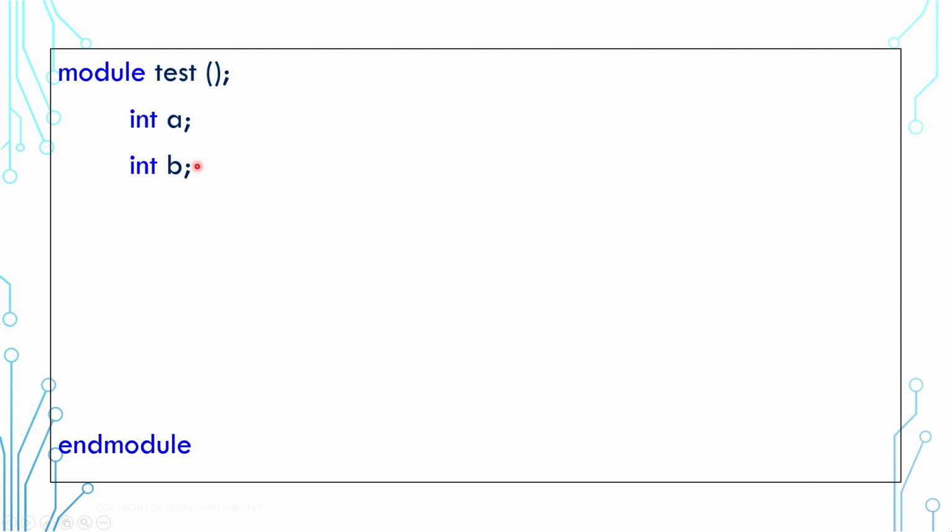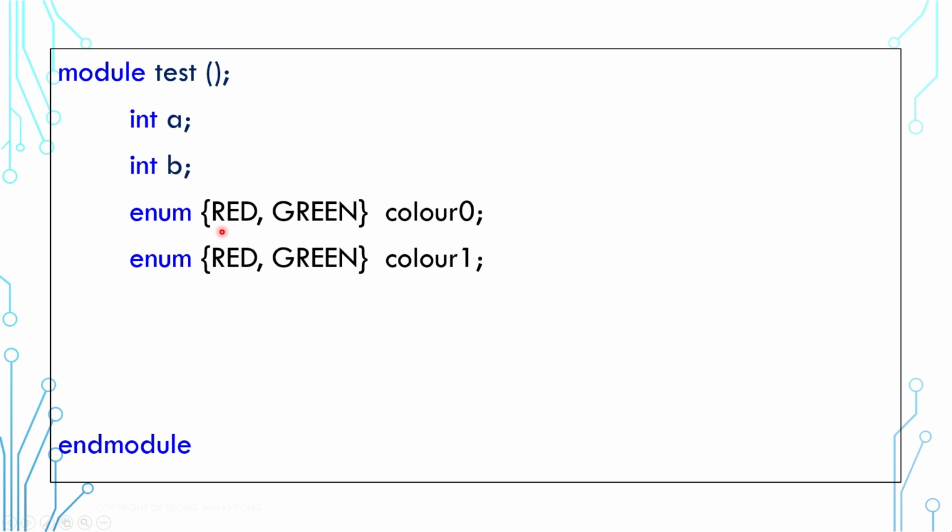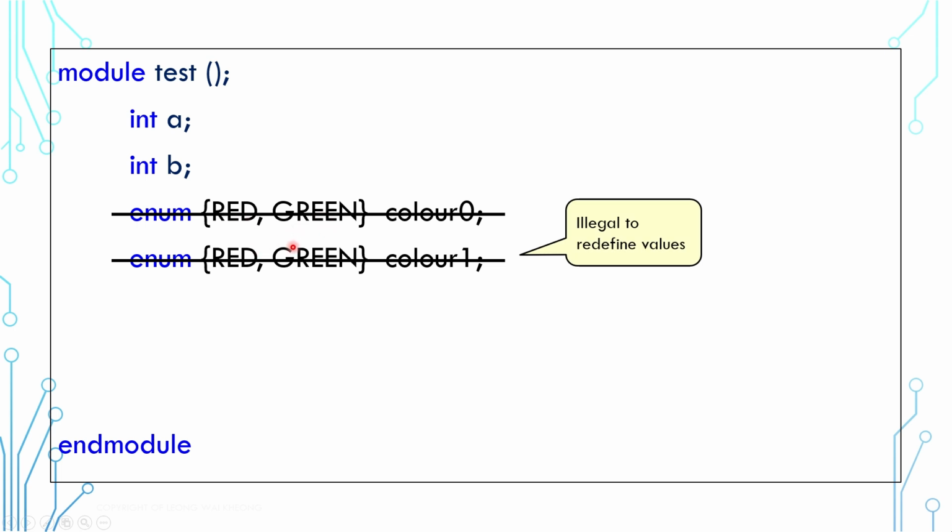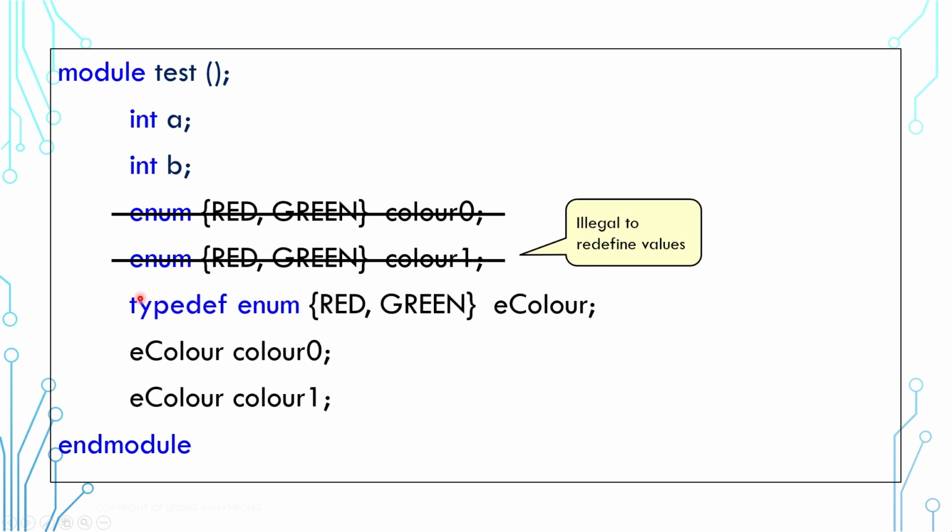Now let's look at its usage. This is one way of declaring variables. You may think you can do the same with enum, but you cannot. That's because the enum values are being redefined here, and that is illegal. The way to overcome this is by using typedef. In this case, the enum is shorthanded to ecolor, and you can use ecolor anywhere.